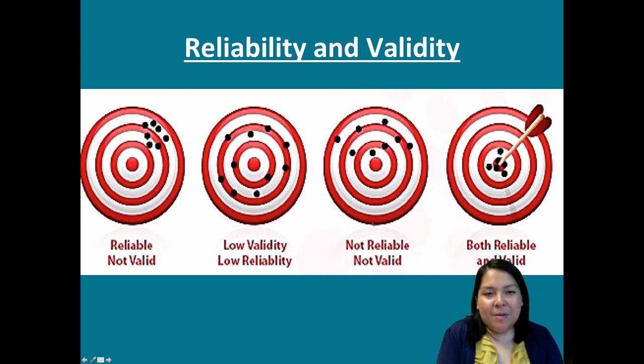When we're not reliable and we're not valid, we're just all over the board. We're everywhere except for that target. We may get close to it, but we may get really far from it. And so we're just not reliable and we're not valid. When we have both reliability and validity, we are hitting that target straight on.